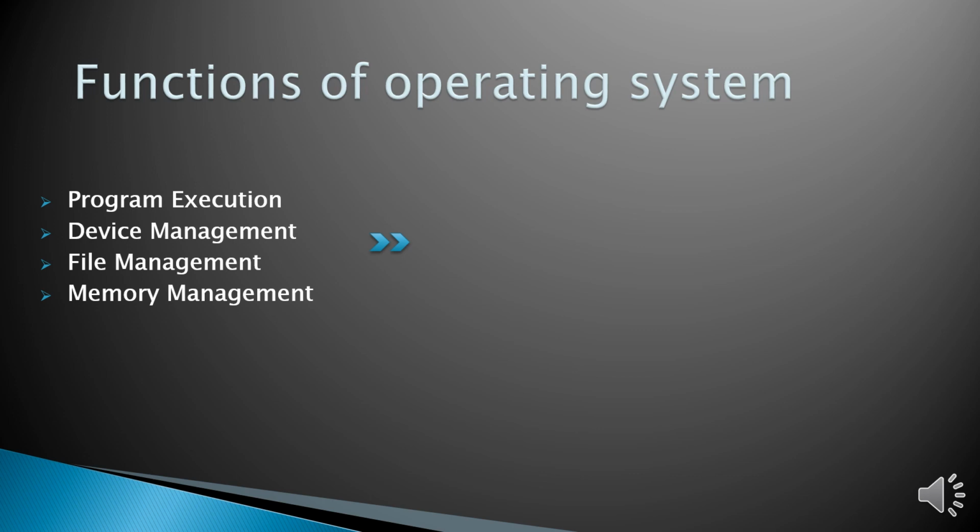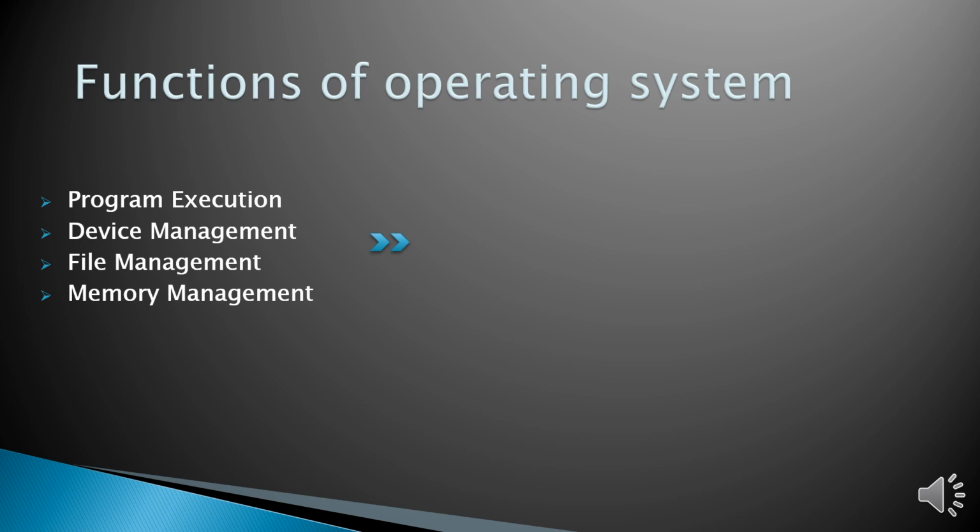If another day you come and open your file, who opens the file for you? Operating system opens the file for you. This is the work of operating system. It manages the files and folders of a device and saves them into the computer's memory. File management is the third work of operating system. And last is memory management.